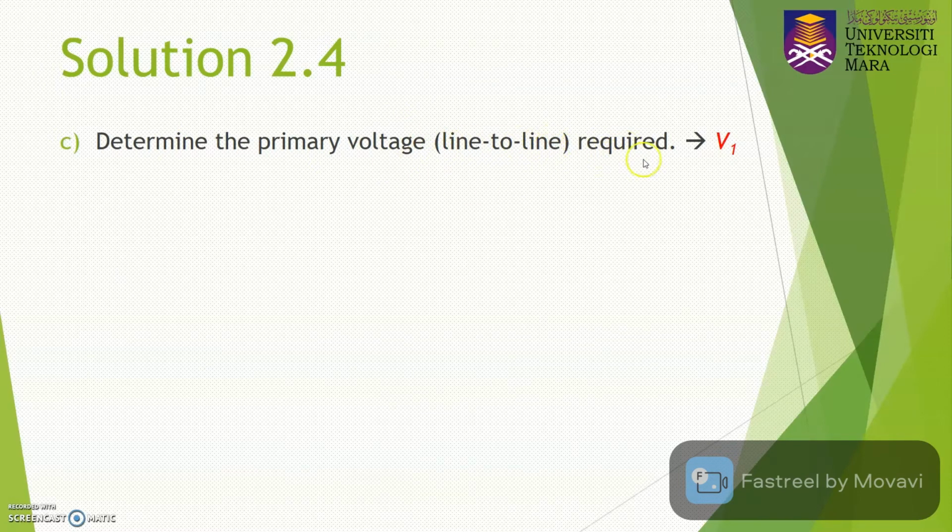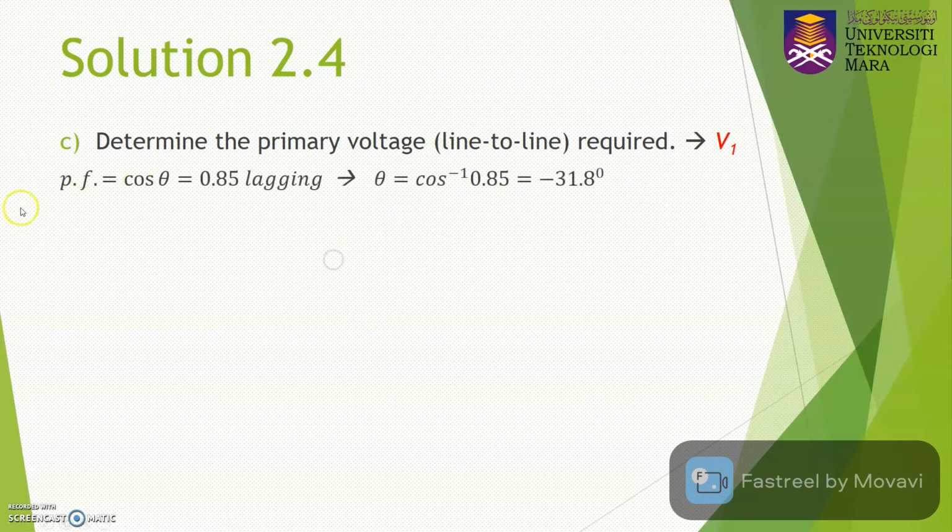In this case, the primary voltage is V1, but the value of V1 must be line to line. Based on the load value, you know that the power factor is equal to cos theta. The cos theta is given by 0.85 lagging, so you can find the value of theta. Theta will be equal to cos negative 1 of 0.85. Because it is lagging, you have a negative sign here, so negative 31.8.